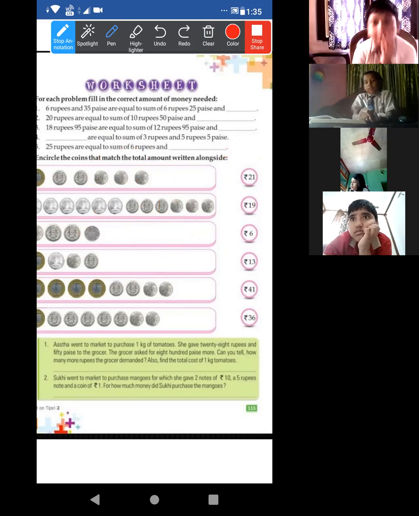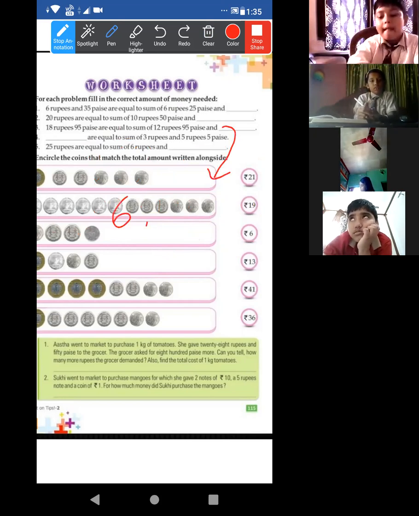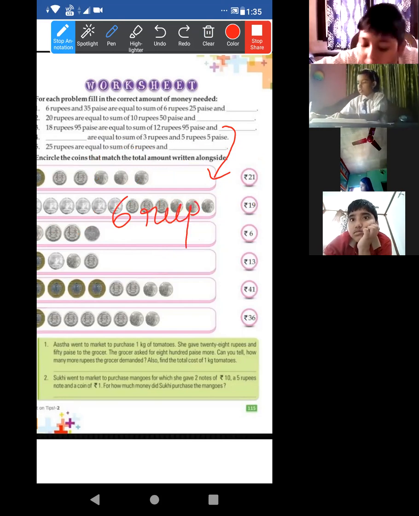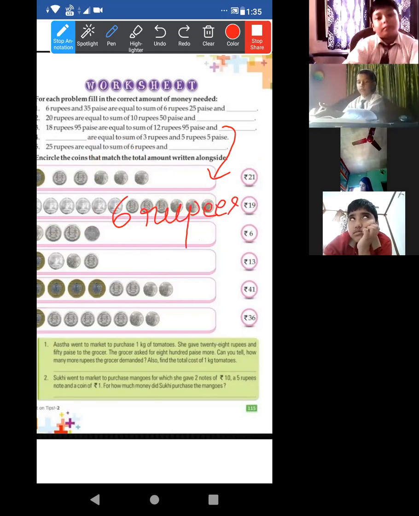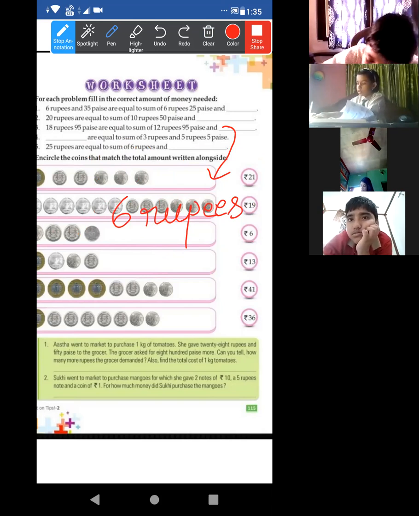Acha, so right here 6 rupees. The third one. And Orko Priya, wait, huh? Let me complete this whole page. Then again I will explain number second one, number 2. Okay.